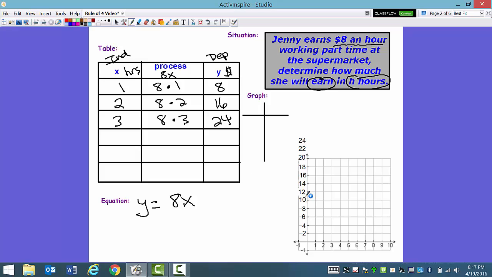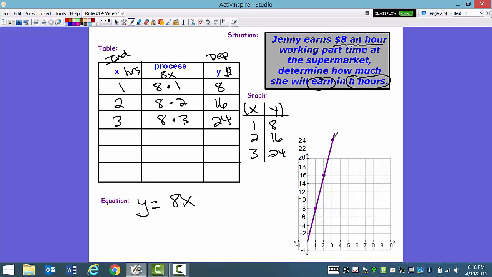Now the fourth representation is to graph it. Before I can graph it, I have to have an ordered pair. As you will recall, ordered pairs are the x and the y coordinates. Alphabetical order, x comes first. So you just take the x and y values from your table. When x is 1, y equals 8. When x is 2, y equals 16. When x is 3, y equals 24. Now that you have your ordered pairs, you can graph them onto your coordinate plane. After you graph the points, you'll want to connect them with a straight line. So this is what the graph looks like.